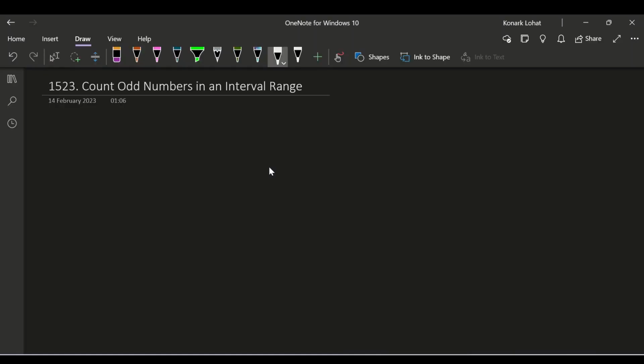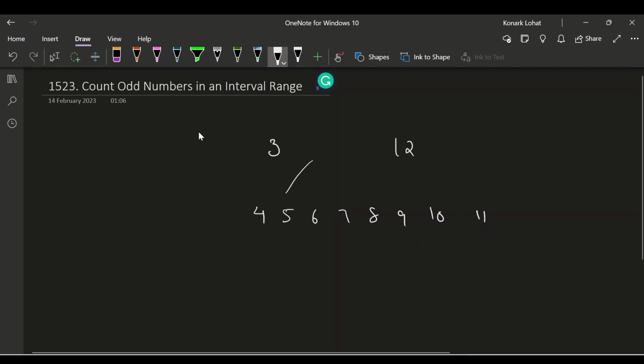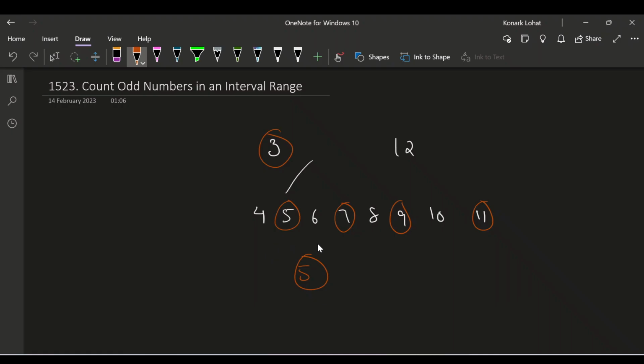So this problem says that you are given two numbers. Let's say you are given 3 and then 12. The numbers in between are going to be 4, 5, 6, 7, 8, 9, 10, 11. Now we need to count how many odd numbers there are. If we count, this is an odd number, this is an odd number, this is an odd. So we have 1, 2, 3, 4, 5. We have 5 odd numbers in between them, and that is our answer.